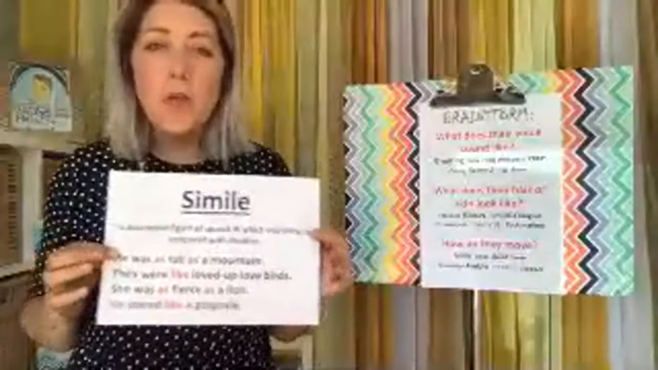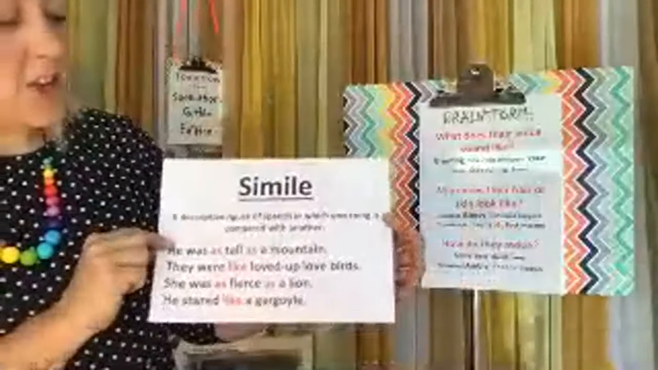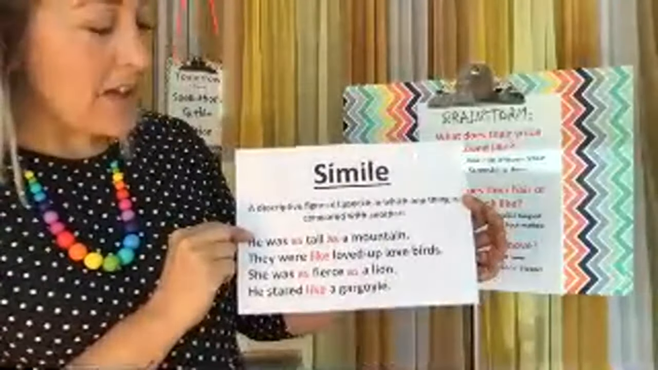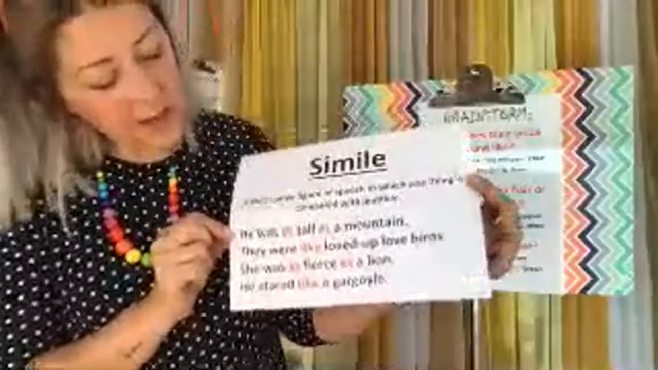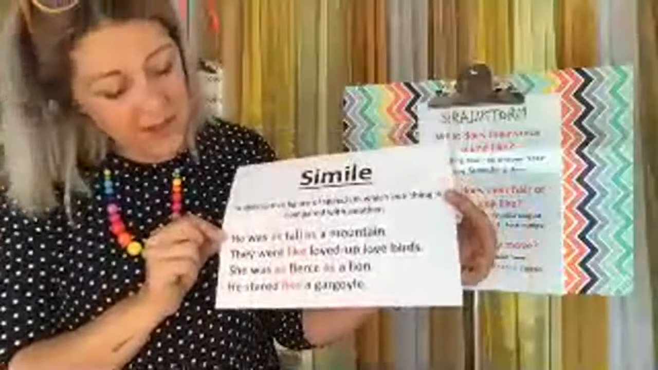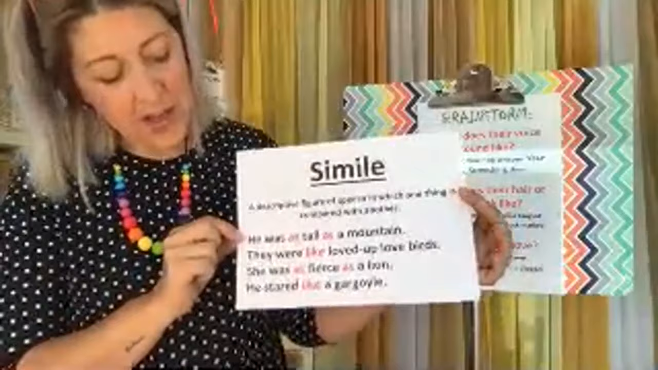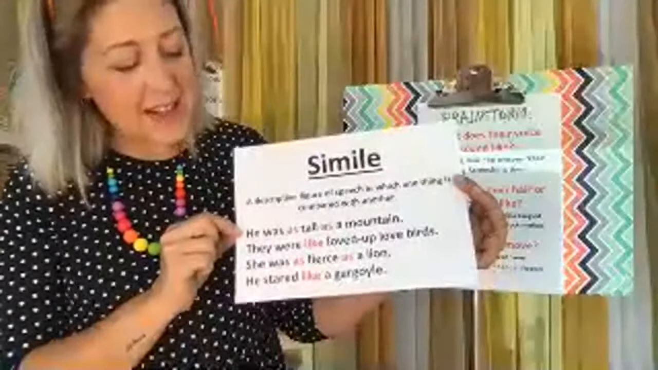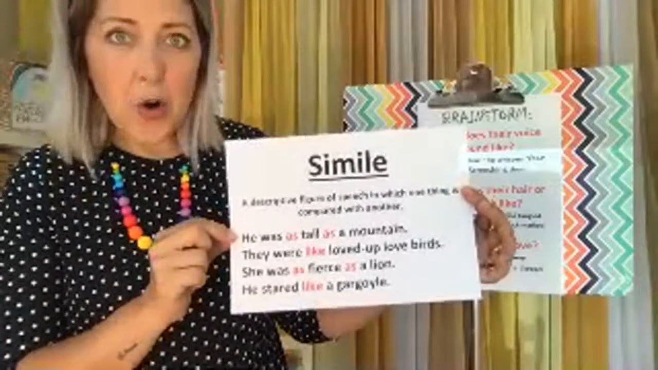So a simile. What is a simile? Well, it's a descriptive figure of speech in which one thing is compared with another. And I've got 4 examples for you here. He was as tall as a mountain. They were like loved up lovebirds. She was as fierce as a lion. He stared like a gargoyle.